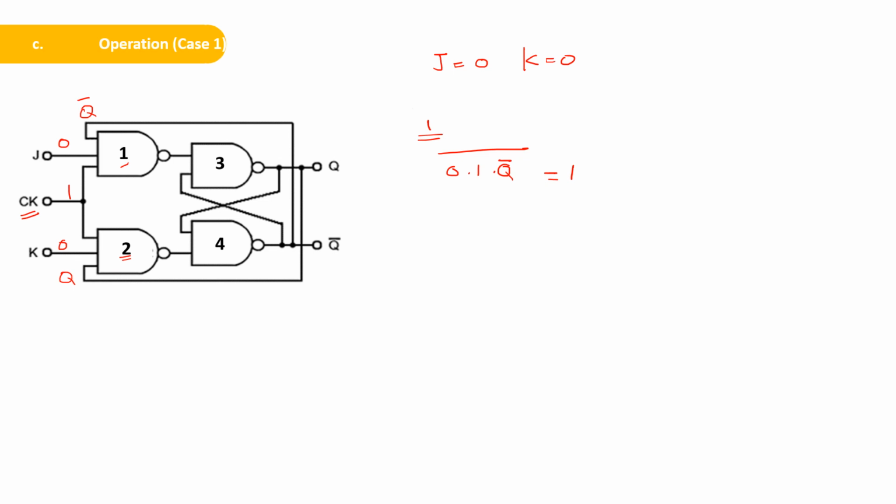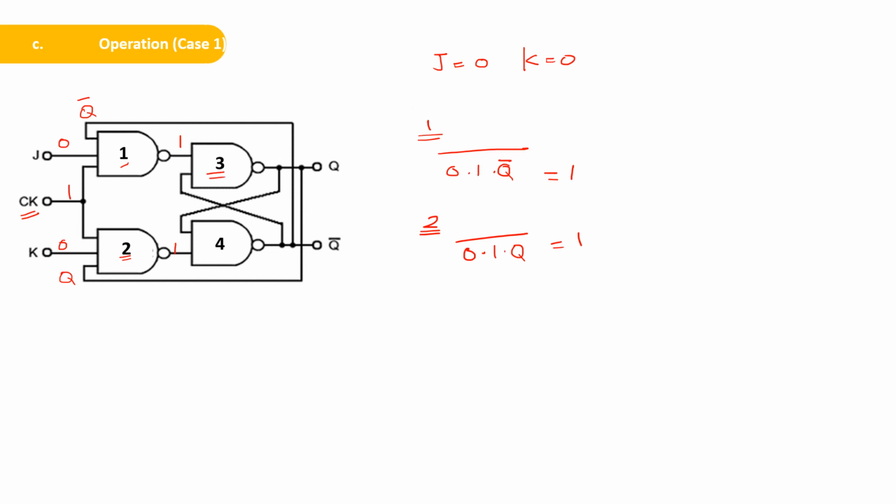Similarly, if you take NAND gate 2, the inputs are 0 dot 1 dot Q. So that is again equal to 1. 0 dot 1 is 0, 0 dot Q is equal to 0, 0 complement is equal to 1. So the output of NAND gate 1 is 1, and the output of NAND gate 2 is also 1.